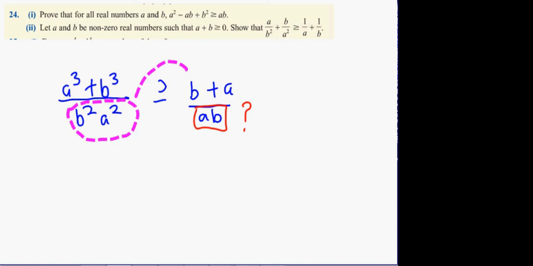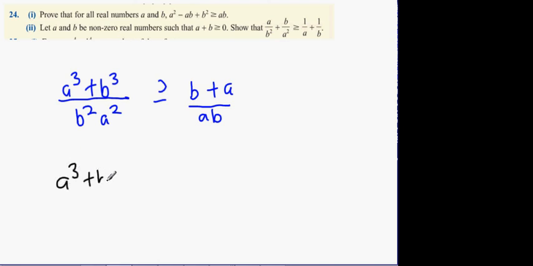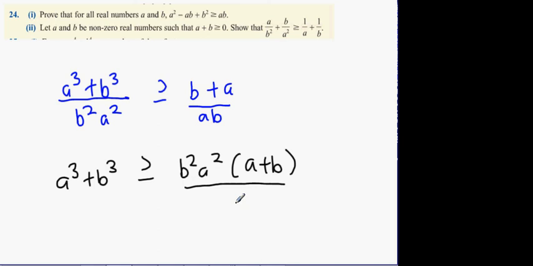So once I do that, what I'm going to have next is, in a different colour pen, a cubed plus b cubed is greater than or equal to b squared, a squared multiplied by, I'm going to change that to a plus b if that's okay, b plus a, same thing as a plus b, all over ab. Now I can cross them off because they're on the same side. I'm left with ba or ab multiplied by a plus b.